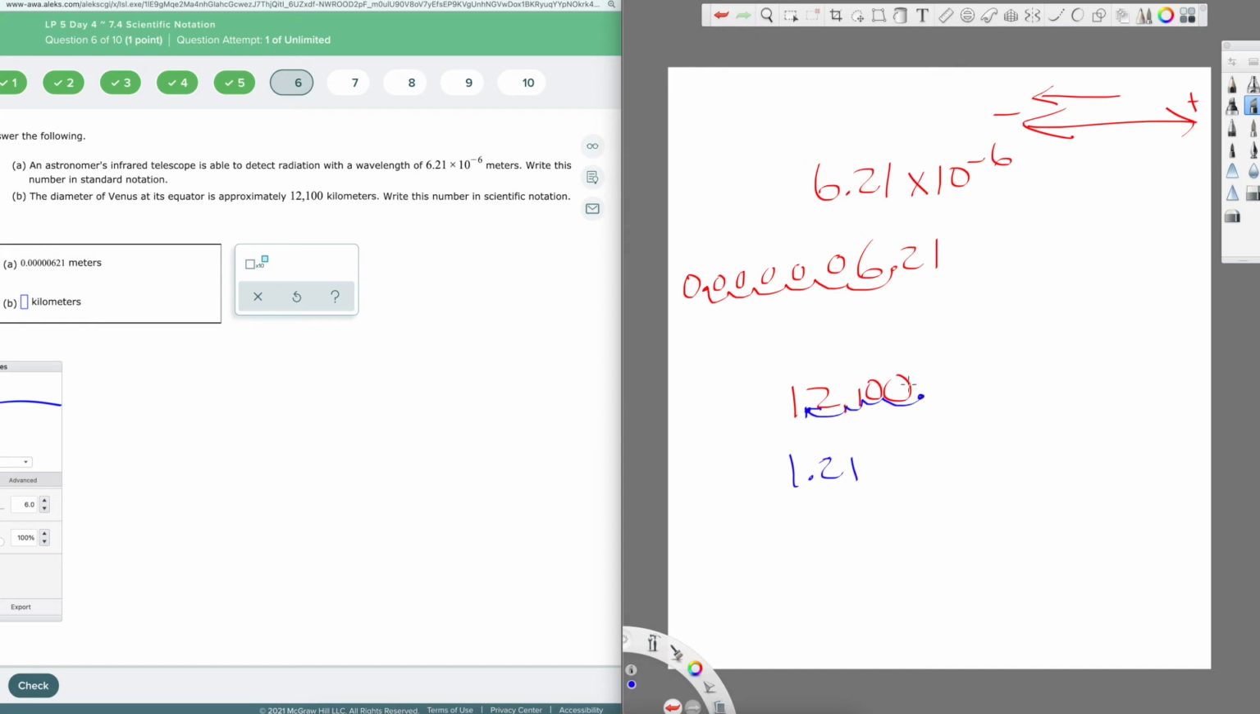I don't need to write the zeros. They can kind of drop off. They're non-essential numbers. Times 10, and I moved it 4 times, so it's going to be to the positive 4. Remember, it's backwards when I'm putting it into scientific notation. So I know I'm moving to the left, which is negative direction, but I'm putting it into scientific notation, so it's positive. It's kind of backwards from the direction I move.